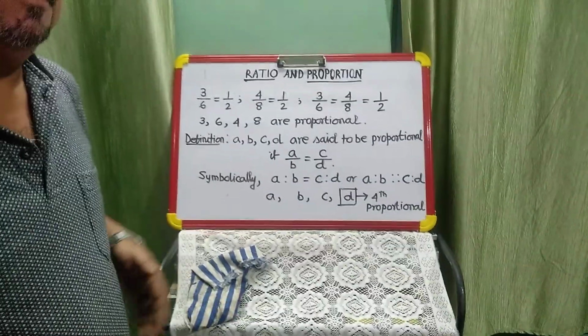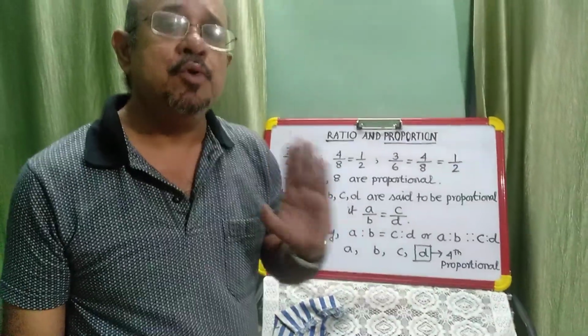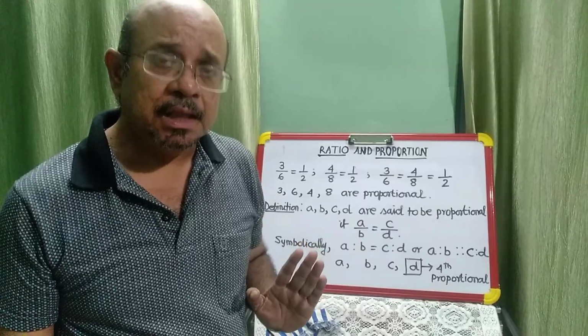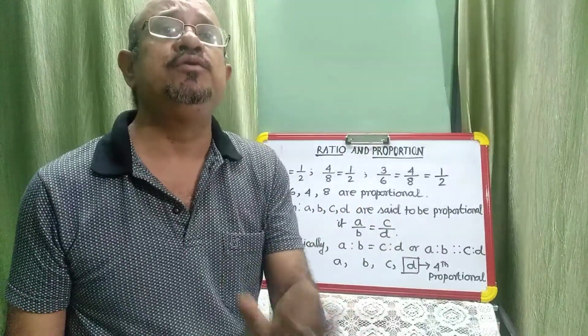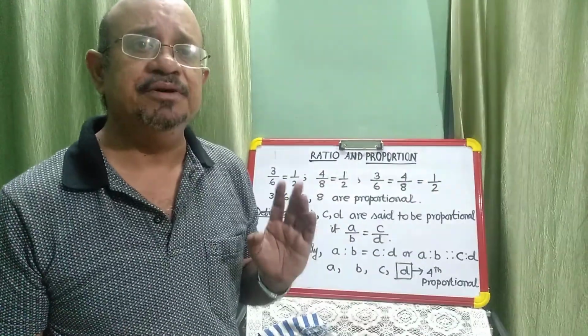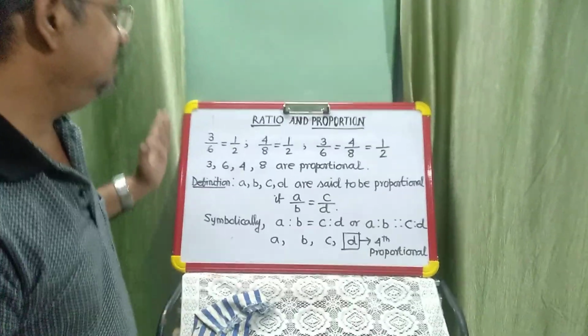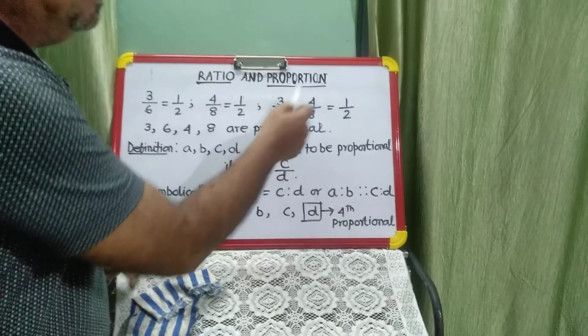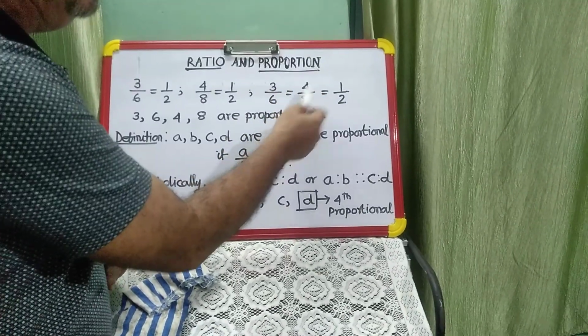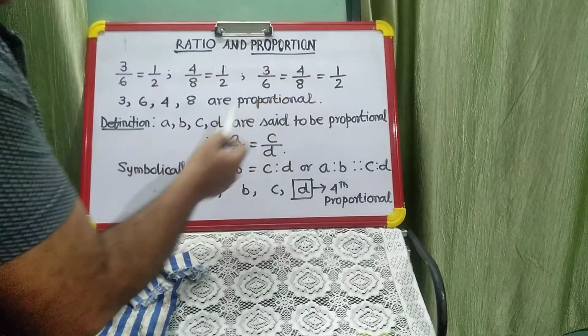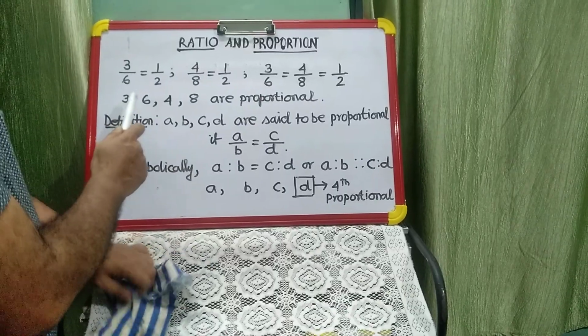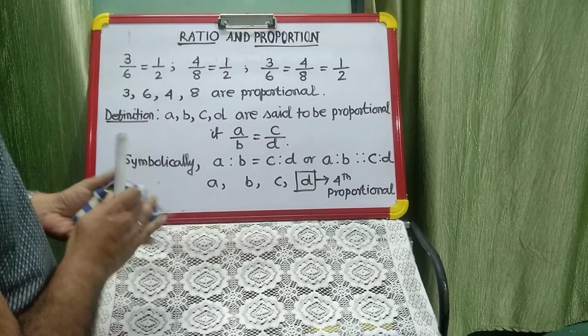From the concept of ratio, we move on to proportionality. When two or more ratios are equal, we say the numbers are proportional. For example, here 3 by 6 is equal to 4 by 8 is equal to half. We say the numbers 3, 6, 4 and 8 are proportional.